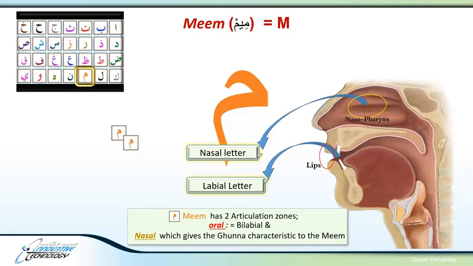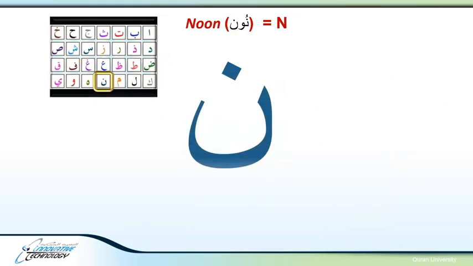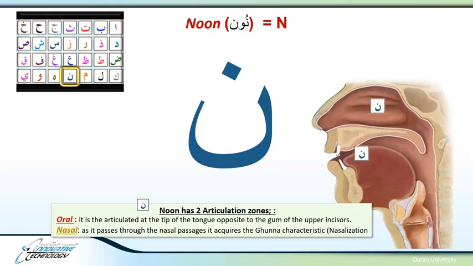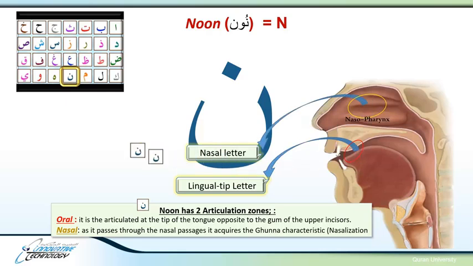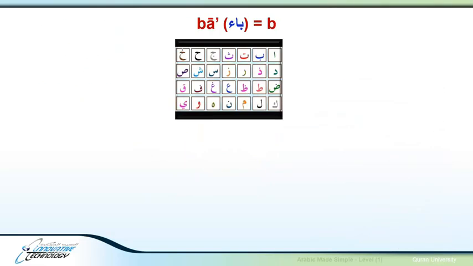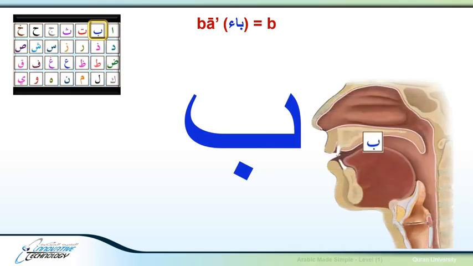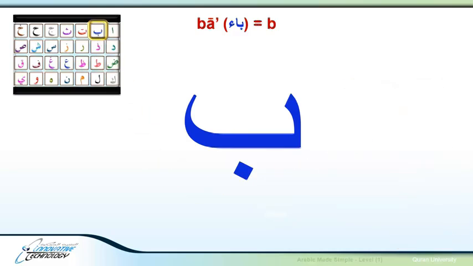If we now revise the articulation zones of the noon, we remember that it has also two articulation zones, one oral and one nasal. This is the oral articulation zone. It is a lingual tip letter. And this is the nasopharynx one. And that's why we label it as a nasal letter, like the meme. And let's now revise what we have learned about the ba articulation, which contrary to the meme and noon, has only one articulation zone, which is at the lips. And that's why we classify it as a labial letter. Now we can understand the reason for iqlab.